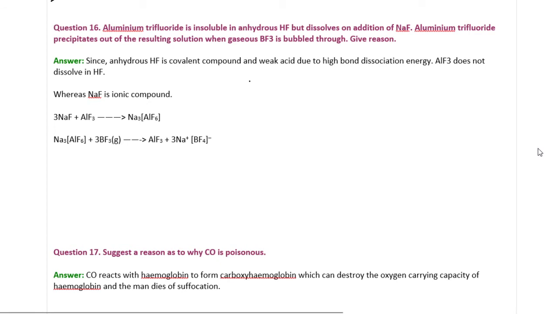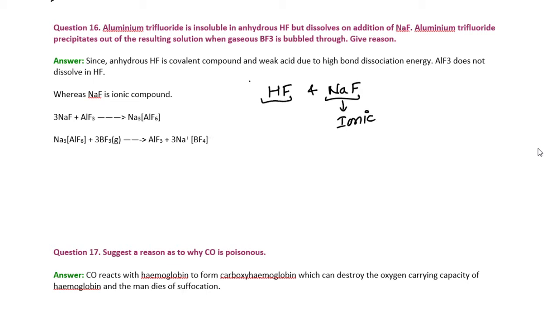So the main reason is if we compare HF and NaF, sodium fluoride is obviously ionic. But HF, anhydrous HF, is covalent. Aqueous HF is ionic, but because it is given anhydrous HF, it is a covalent compound. Obviously, as we go down the group, acidic strength increases.